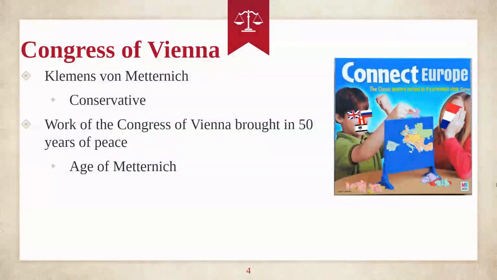Right, so we see there's a little bit of punishment for France, but not too much. And then there's an important figure that we need to know. His name is Clemens von Metternich. He is a conservative, and he is someone who's orchestrating the Congress of Vienna. So he's kind of the main player here, making all these things happen. So we've got to know this name, Metternich.